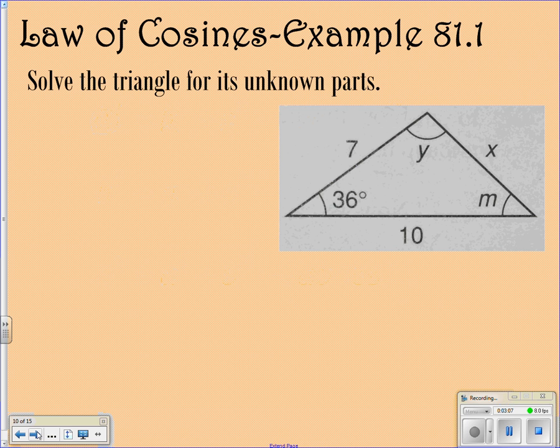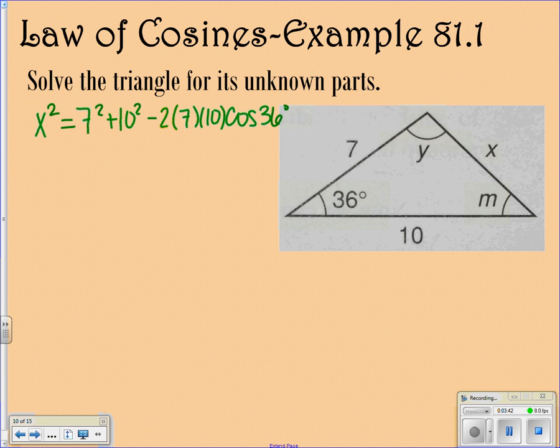So we want to solve this triangle for its unknown parts. Well, we know two of our sides and we know an angle. None of them are a pair, so we have to use the law of cosines. The one that is going to make the most sense to use is to solve for x, because we know its angle. So we would say x squared equals 7 squared plus 10 squared, and then minus 2 times 7 times 10, and then the cosine of 36.